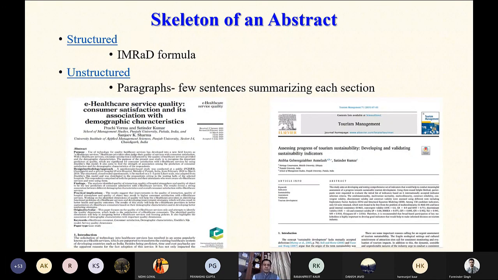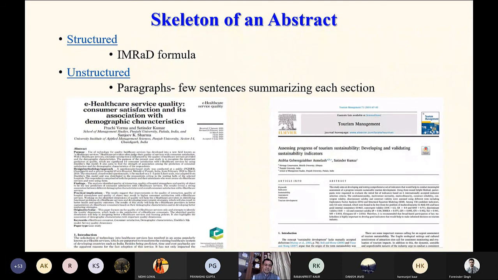Normally we are going to have two kinds of abstract, structured and unstructured. It is basically the skeleton of the abstract, meaning the pattern that we can have for the abstract. Either we can go for structured or unstructured. It is not at our discretion; we have to follow the guidelines of the journals. I have seen that if I talk about the Elsevier journals, all the journals published by Elsevier are going to have an unstructured abstract.